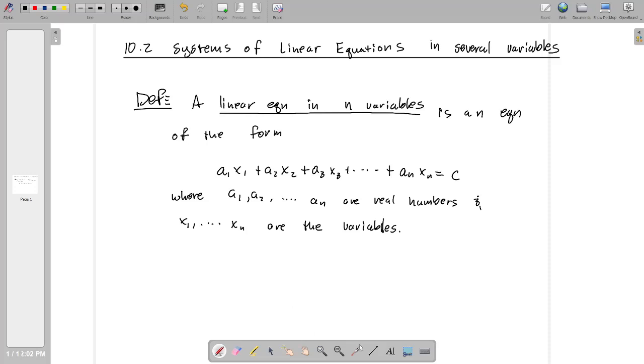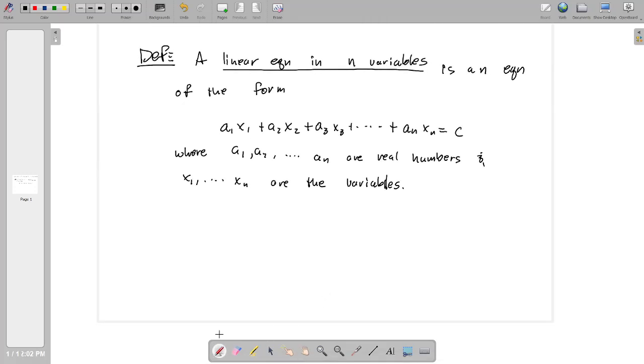I'm going to show you an example of what these look like. Most of the time we're only talking about three variables, so we use x, y, and z. Here, we have a sub 1x plus a sub 2y is equal to c. This is what we talked about in 10.1. We might also have something that looks like a sub 1x plus a sub 2y plus a sub 3z is equal to c.